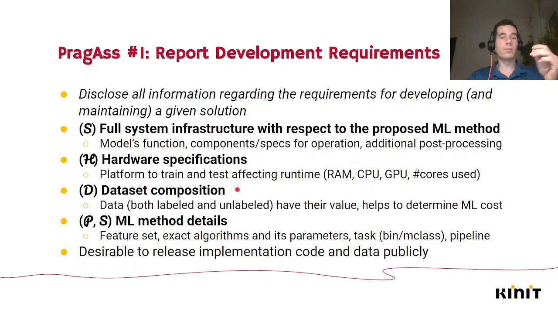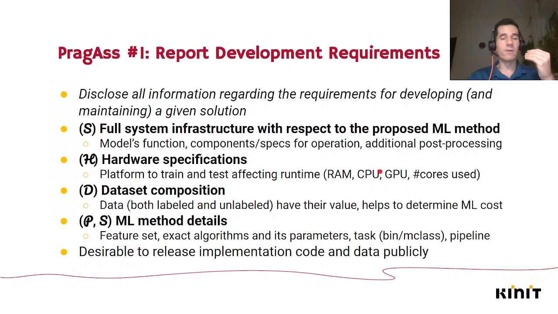We should report how our data set is composed. So we increase the value of the data because, as I told on the previous slide, the data, both labeled and unlabeled, have their value. Why? Because we need to collect the data, we need to label the data, it takes time, it takes human resources, so data have their value. And if we know how many samples are in a data set, what the distributions are, how the data was collected, and so on, it helps to determine the cost of a machine learning solution.